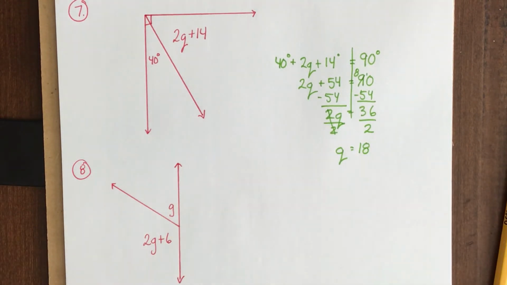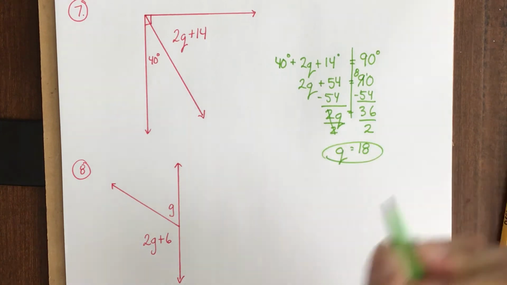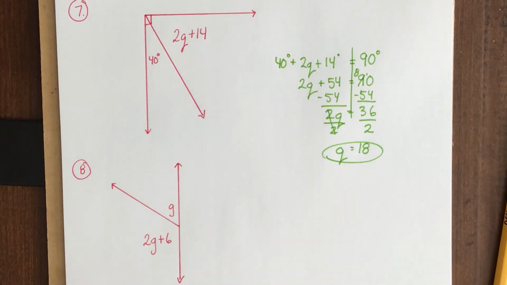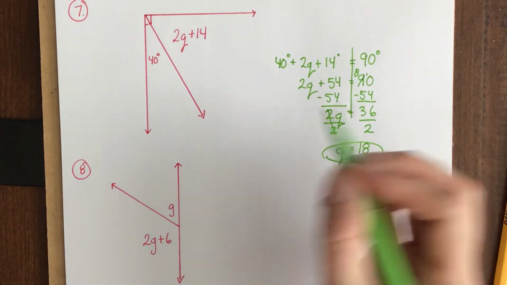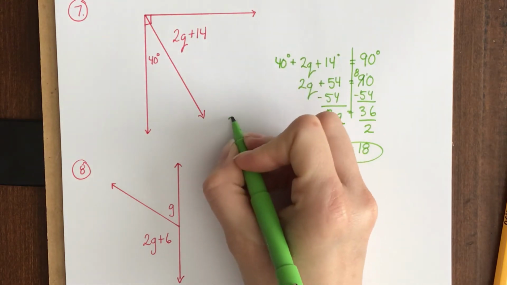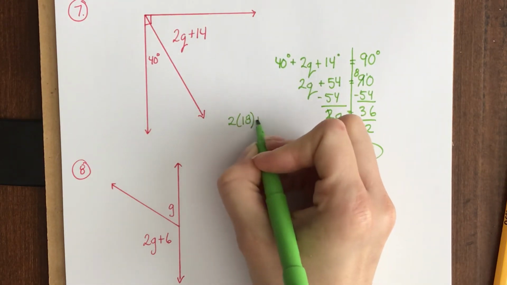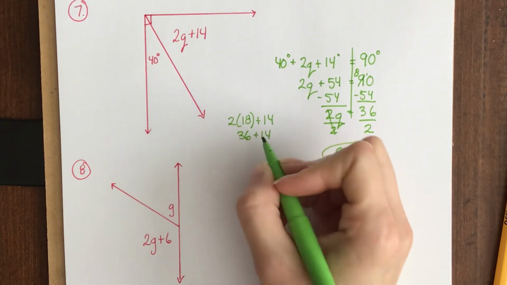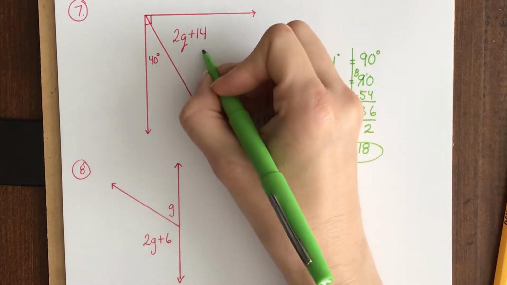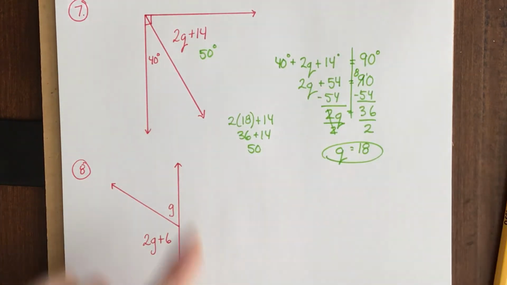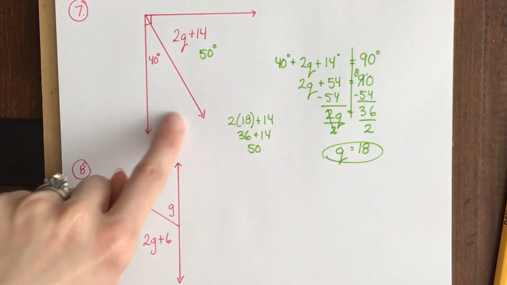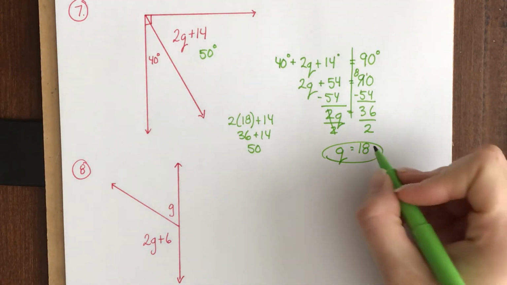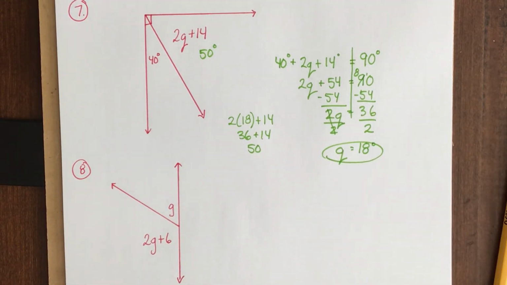Okay, so we have the information that we needed, and we should also double check and make sure that this angle and this angle do add up to 90 degrees. So I'm going to take 18 and I'm going to plug it back into this. So 2 times 18 plus 14. 2 times 18 is 36. 36 plus 14 is 50. So this angle is 50 degrees. Does 40 plus 50 equal the whole thing, 90? It sure does. So you know that your answer is correct. Okay, and let's go on to the next problem.